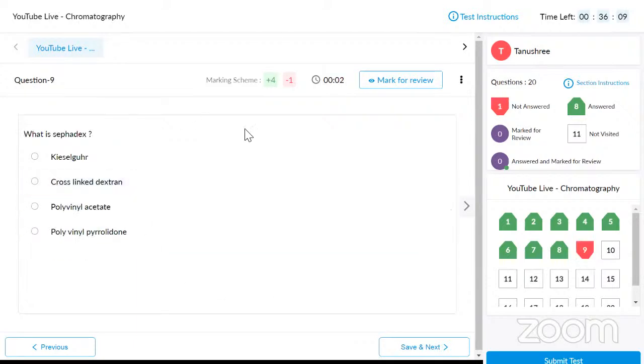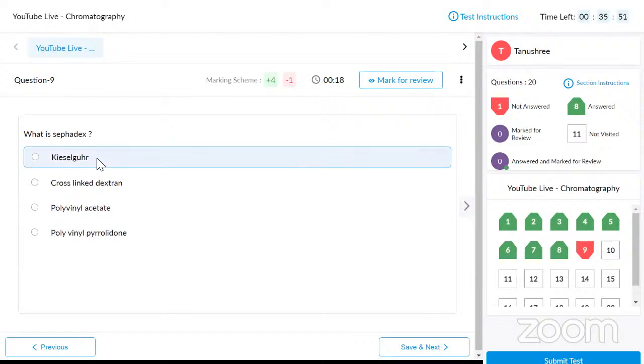What is Sephadex? We have four options. Is it a Kessel board, or is it a cross-linked dextran, or is it a polyvinyl acetate, or is it polyvinyl pyrrolidone? Sephadex is the name of a cross-linked dextran.